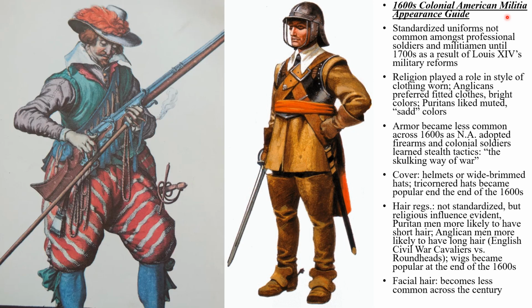Armor was worn earlier in the 1600s, but it became less common over time. As Native Americans adopted flintlock firearms, armor was less useful. A musket ball could penetrate this armor, or if it didn't penetrate the armor, it would still wound a soldier underneath the armor by causing bruising, contusions, breaking of bones. Armor becomes less efficacious over time, so a lot of colonial soldiers stopped wearing it by the end of the 1600s.